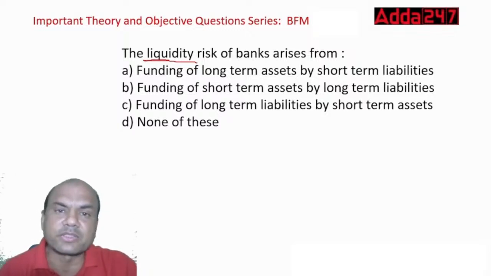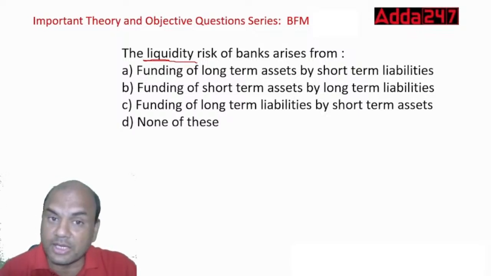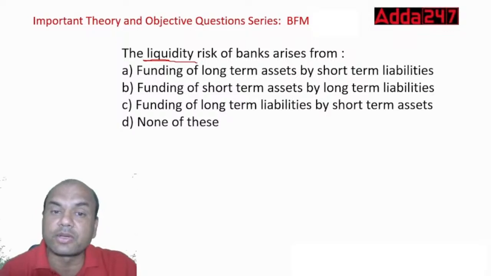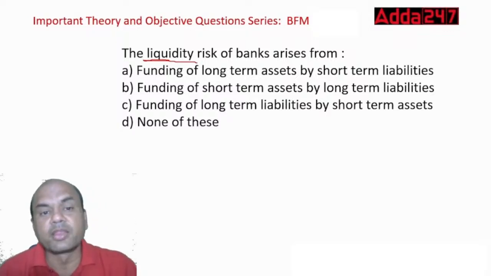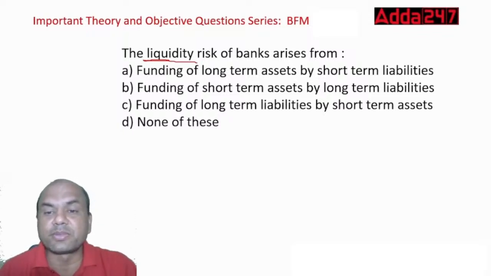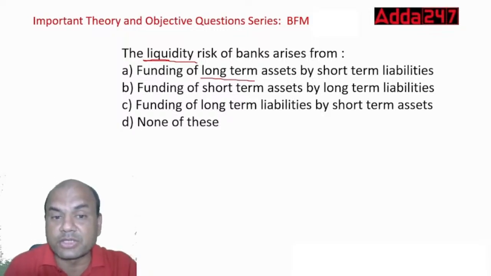Same thing about the banks also. Bank has to pay some bond holder, and at that time the bank doesn't have the money. That is a liquidity risk. If some depositor comes for withdrawal, the bank doesn't have money. That is a liquidity risk. So this liquidity risk of the bank arises from number one, funding of long-term assets by short-term liabilities.